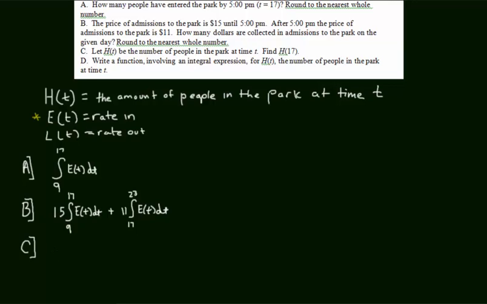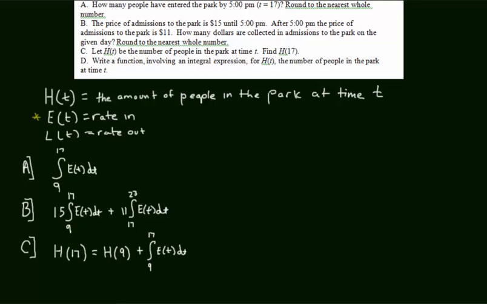Part C. Let H of t be the number of people in the park, and we want to find H of 17. We want to find how many people are in the park at time 17. If you remember from the brief introduction, if I'm asking you how many people are in the park at time 17, you have to first ask how many people were in the park when the park opened, or how many people were there initially. So we have to consider H of 9, and then we want to add the number of people who came into the park from 9 to 17.